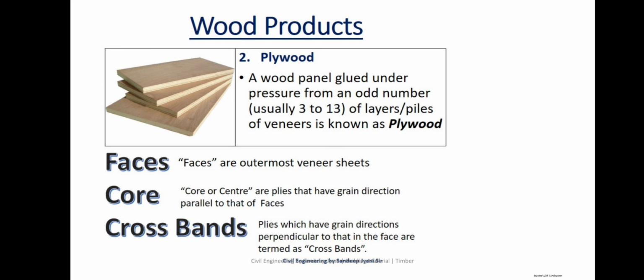Plywood: a wood panel glued under pressure from an odd number, usually 3 to 13, of layers or plies of veneers is known as plywood. Faces are the outermost veneer sheets. Core or center plies have grain direction parallel to that of the faces. Crossband: plies which have grain direction perpendicular to that in the face are termed as crossbands.